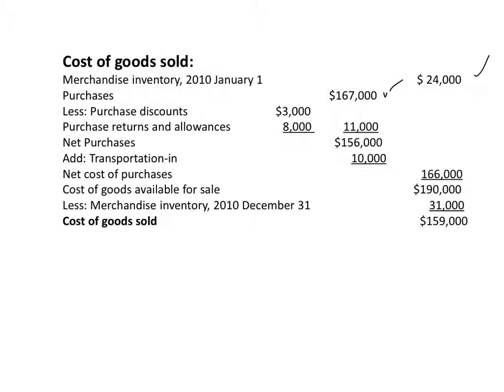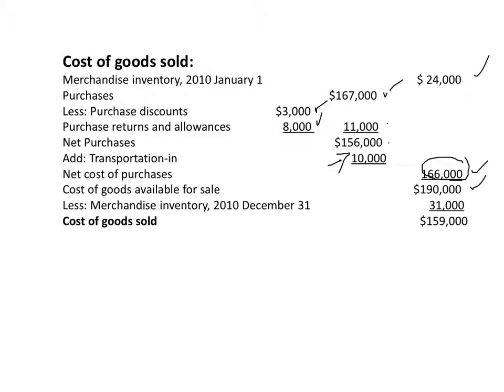Now, when we took discounts, we credited a purchase discounts account. And when we returned items, we credited a purchase returns and allowances account. So you see, this $11,000 is deducted from purchases to get the net purchases. In addition, we had to pay transportation costs. That was $10,000, and we add that to come up with a net cost of purchases. The net cost of all the purchases, including transportation and returns and allowances, is $166,000. Therefore, I have $190,000 available for sale.